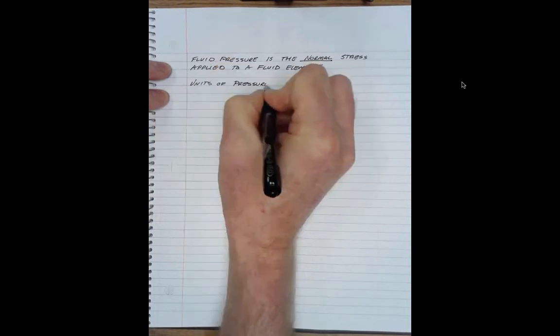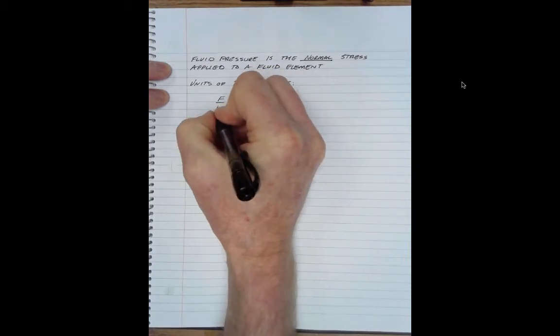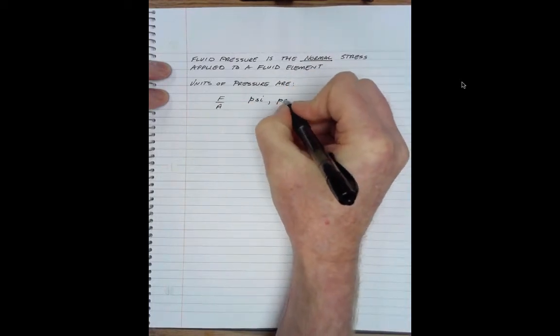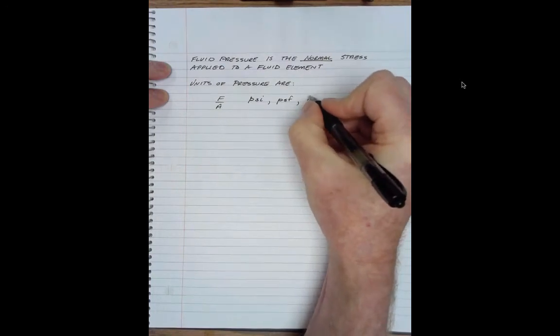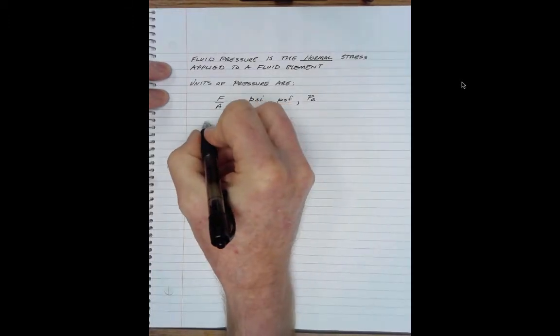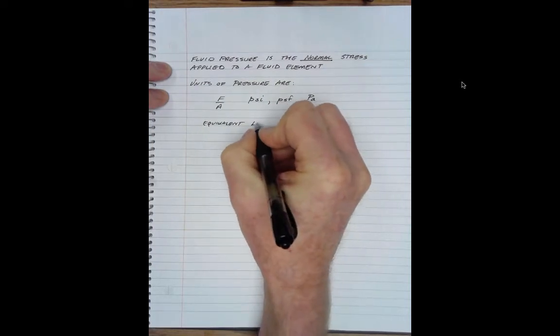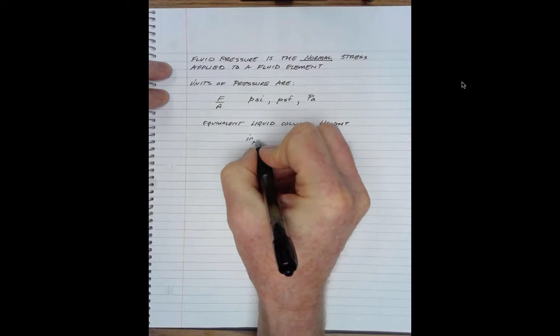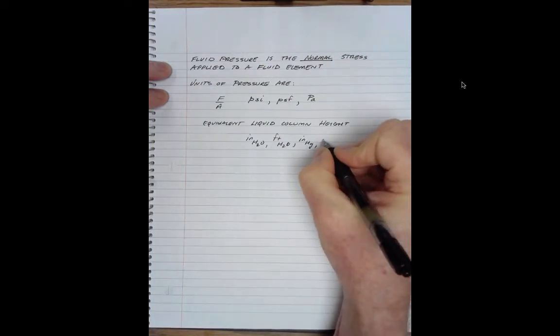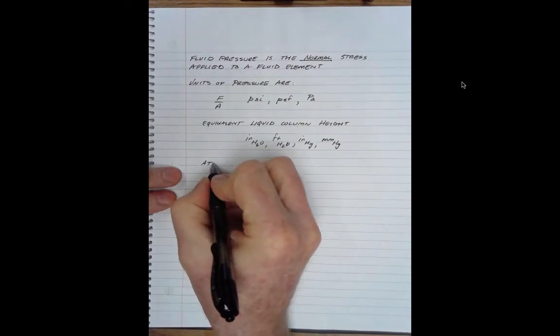Typical units of pressure are, well, the force over area, so things like pounds per square inch in US customary, pounds per square foot in US customary, newtons per meter squared, which is a Pascal, in SI. Sometimes they're expressed as equivalent liquid column height, examples of that are inches of water, feet of water, inches of mercury, millimeters of mercury. And they're all equivalent expressions of pressure units. And then the last unit that's important is in atmospheres.